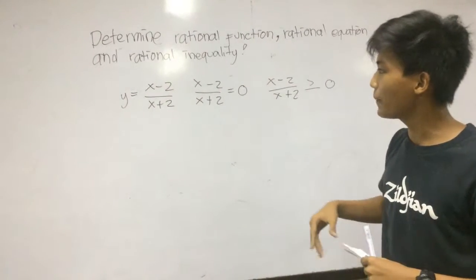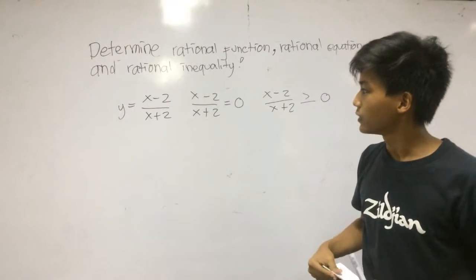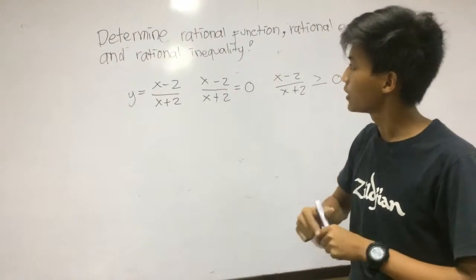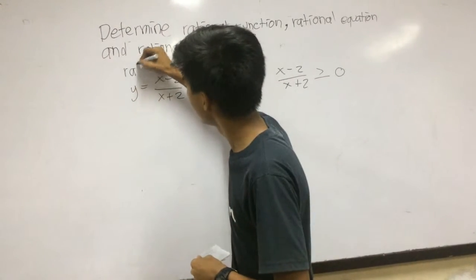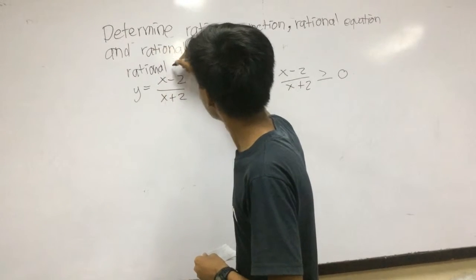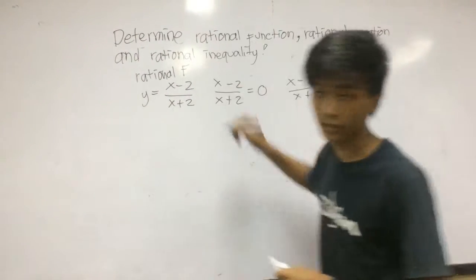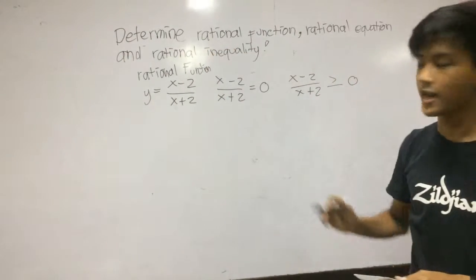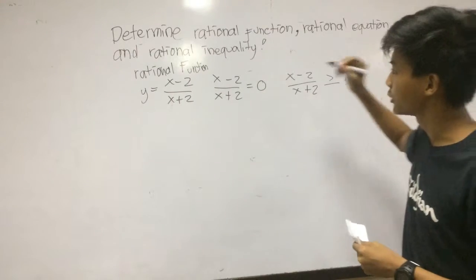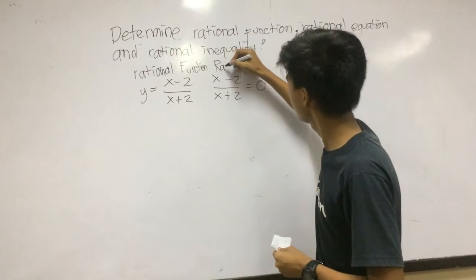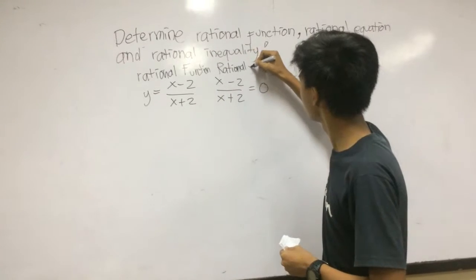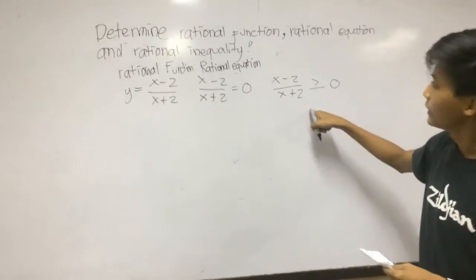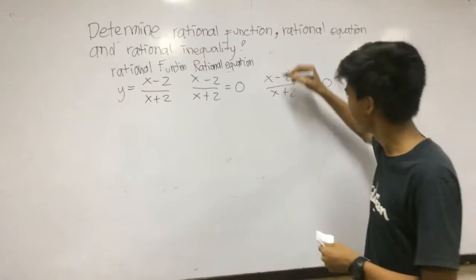So, kung mapapansin nyo, para ma-determine nyo siya, dito sa y equals to x minus 2 over x plus 2, ito ay rational function. And then dito sa number 2, ito ay rational equation. And then sa example number 3 is rational inequality.